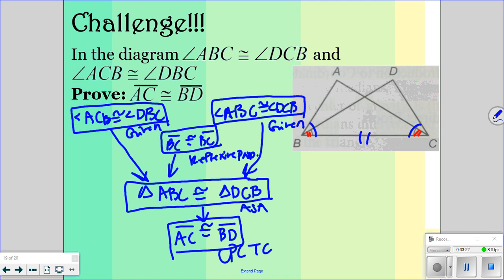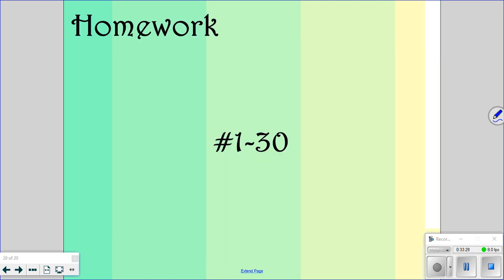So hopefully y'all got most of that one right. You do have to practice your proofs over and over and over again. So your homework is 1 through 30. Make sure that y'all do those so that we can go over any questions you have tomorrow.